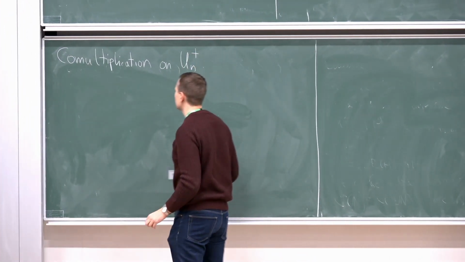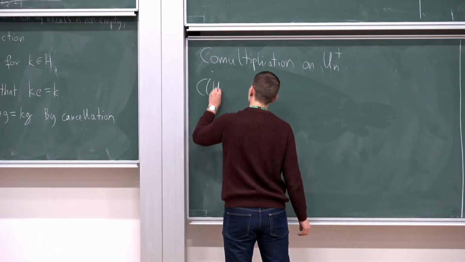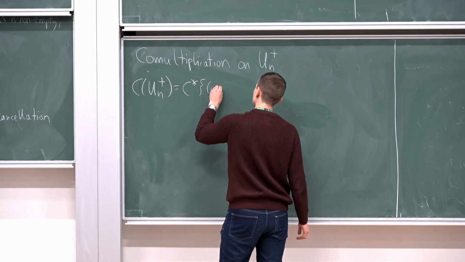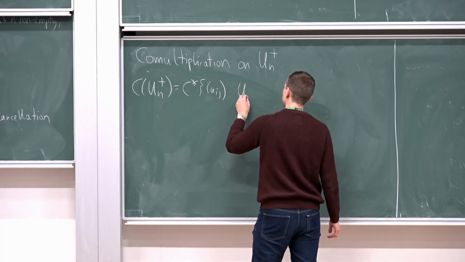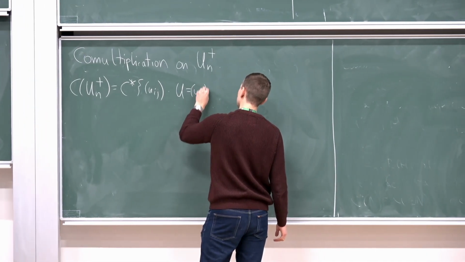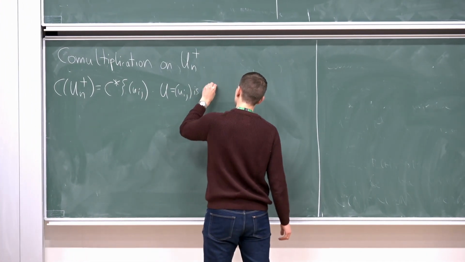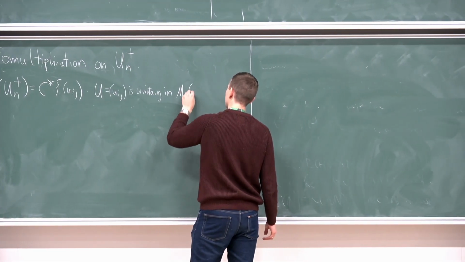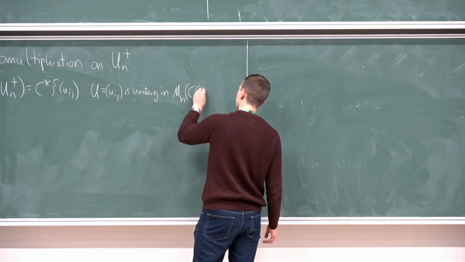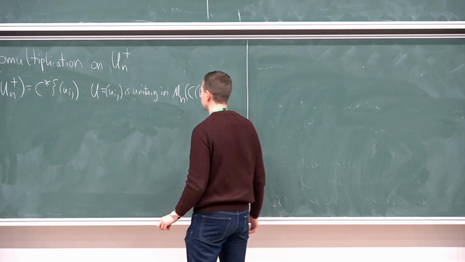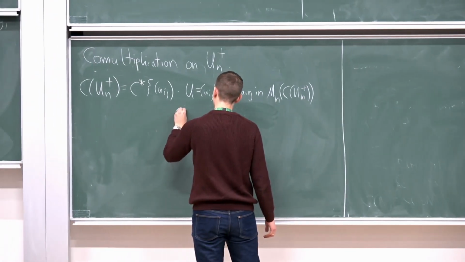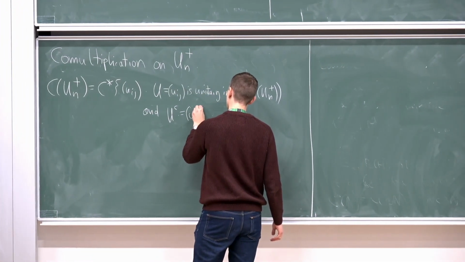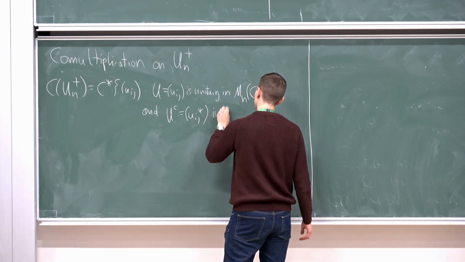So we call that U_N^+. This is the C-star algebra generated by elements u_ij, such that the matrix U formed by these u_ij's is unitary in M_n of the C-star algebra, and U^c, which is formed by taking the stars, is also unitary.